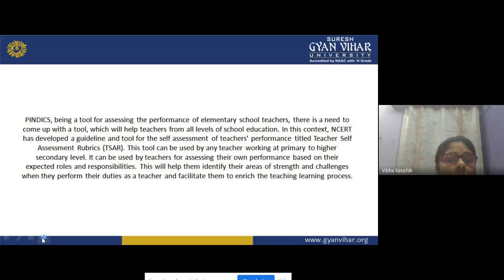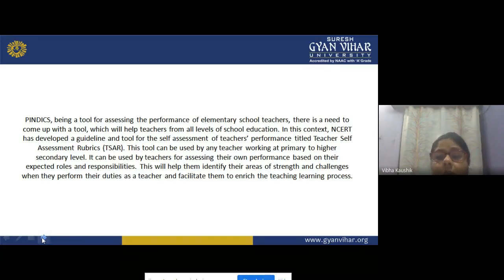There is a need to come up with a tool which will help teachers from all levels of school education. What they are saying is that Pendix is focusing on the elementary education school system only, but we need other tools also, which will help the teachers to evaluate their assessment and improve their quality in teaching learning processes. We need to develop a lot of tools in those areas also.